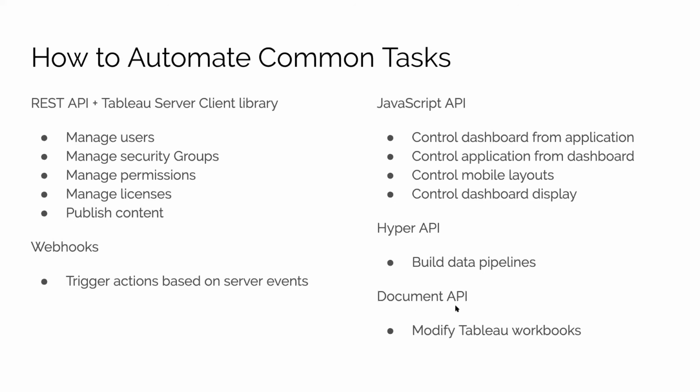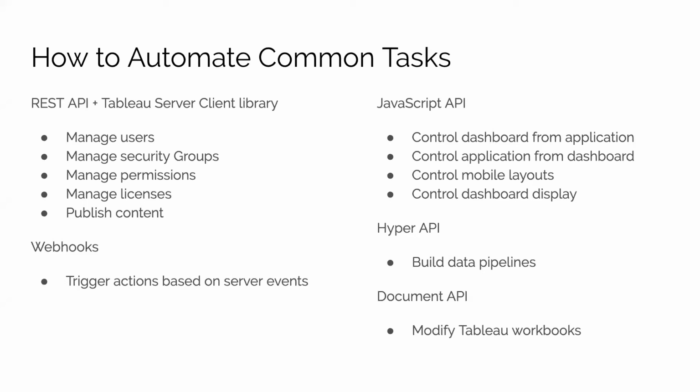And finally, we have something called the Document API. The Document API is a way of programmatically modifying Tableau workbooks. So perhaps your different customers have different database credentials they need to use, or different logos perhaps, or a local modification to that dashboard itself. That is a way of modifying that dashboard before it's published to Tableau Server.